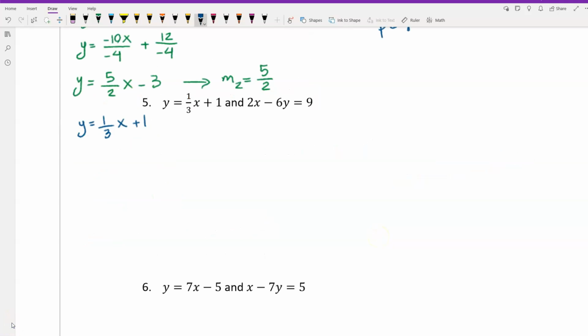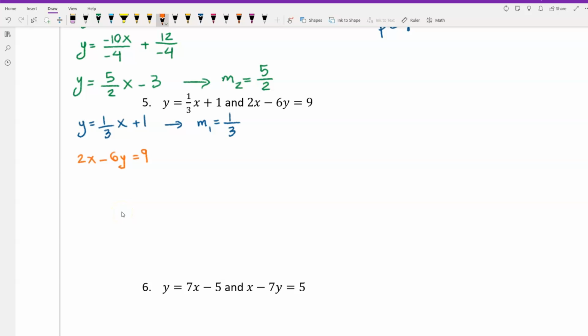Now here we have y equal to 1 over 3 times x plus 1. Our slope, I'm using m1, is equal to 1 over 3. What we have for the coefficient of x is 1 over 3. And then find the slope for the second line. So here we have 2x minus 6y equal to 9. We have to isolate y.